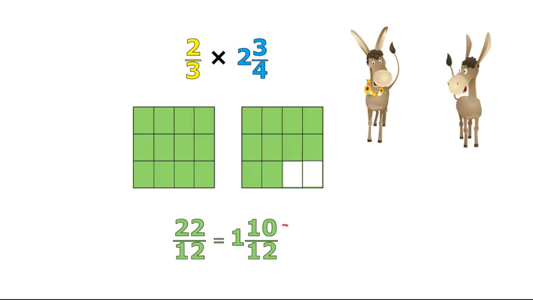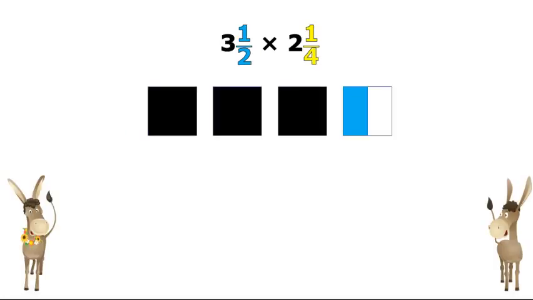That's right, but remember, we can simplify fractions by dividing the numerator and denominator by the same number, so the final answer is 1 and 5/6. Oh yeah, I remember. Here's another example. A mixed number times a mixed number. 3 1/2 times 2 1/4.